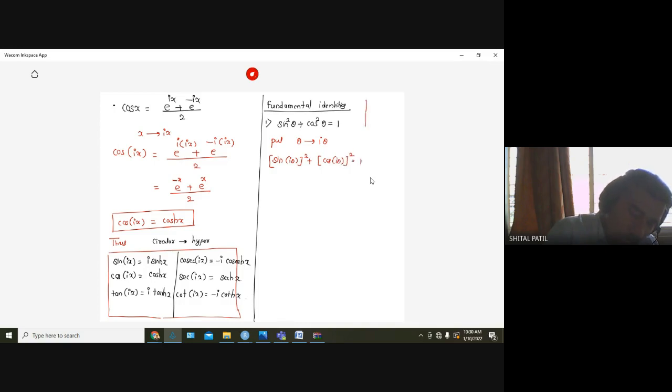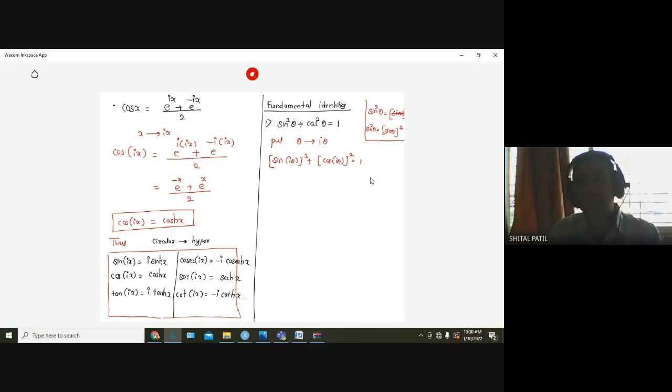Hope everyone knows that whether I write sine square theta or sine theta whole square, it's the same only. Both are equal. Change of notation only, both are the same. I'll write it once again: sine square theta is equal to sine theta whole square. Both are the same, just change of notation only. So let me continue.